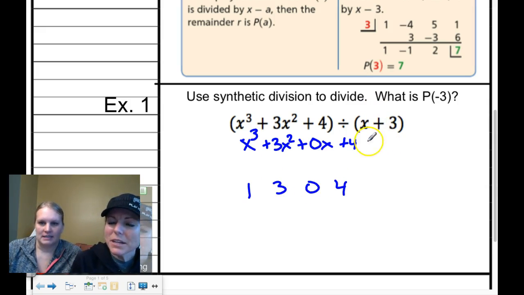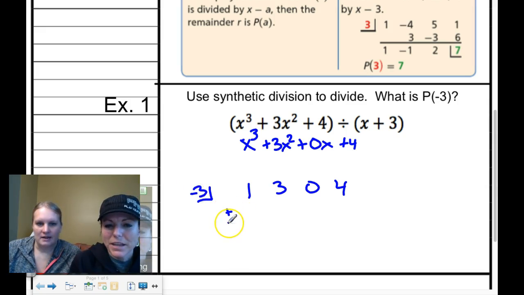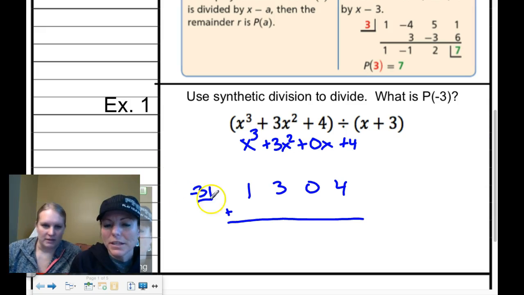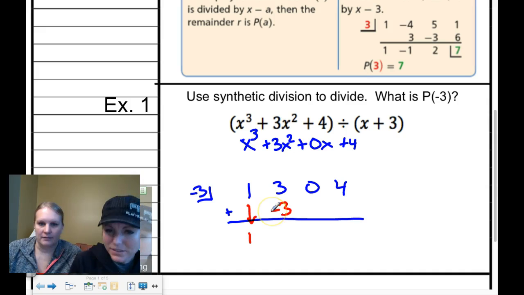And what goes in the upside down division sign? -3. Awesome. Bring down the first one, and we have 1. 1 times -3 is -3. Add. 3 plus a -3 gives me 0. -3 times 0 is 0. Add. And multiply. And bring down the 4.